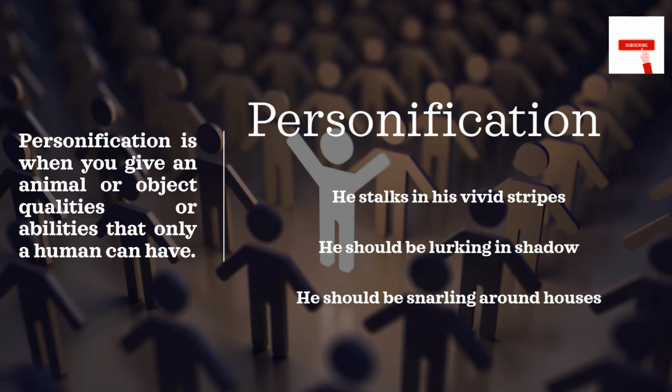Look at the next literary device here, which is personification. Personification is when you give an animal or object qualities or abilities that only humans can have. So in this poem, the tiger is being repeatedly called he instead of it. Look at these lines. He stalks in his vivid stripes. He should be lurking in shadow. He should be snarling around houses. All these lines call the tiger he instead of it.